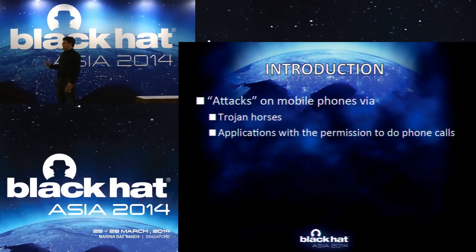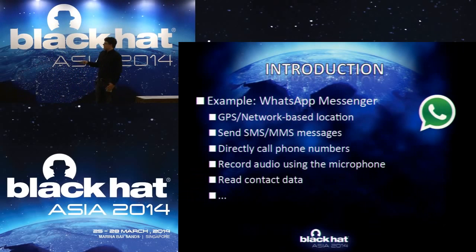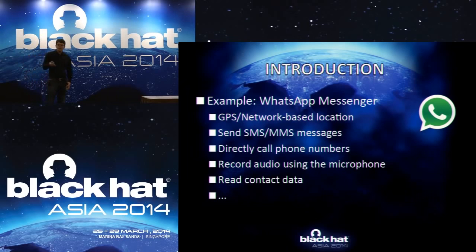The other thing, and this isn't actually an attack, is that we can install applications which have a lot of permissions. A good example is WhatsApp. WhatsApp can, for example, locate your network-based data. It can send SMS, it can send MMS, it can directly call phone numbers, it can read your contact data, it can manipulate your contact data. So, at least in my mind, it's an ideal spying tool for the NSA or other secret services.